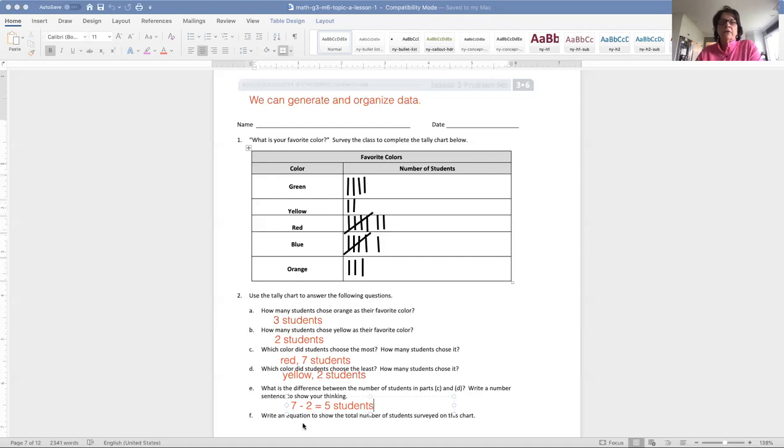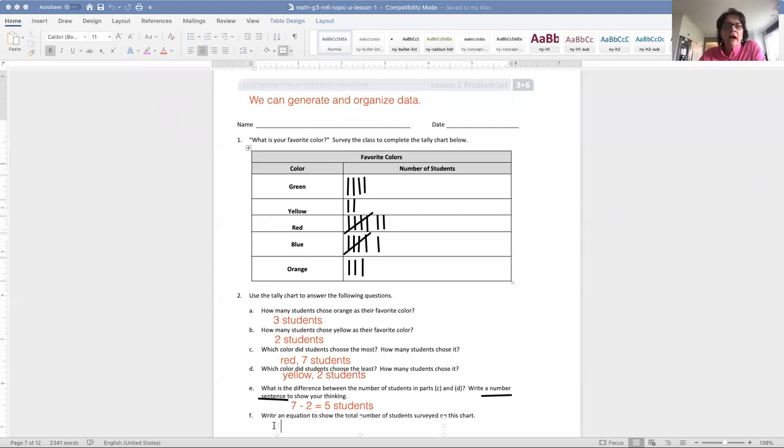When you're finding the difference, you're finding the difference between 2 numbers. That means you're subtracting. All right. So again, it did say write a number sentence. So that is really important, boys and girls, that you do that. We all know how to write a number sentence, right? It's horizontal.